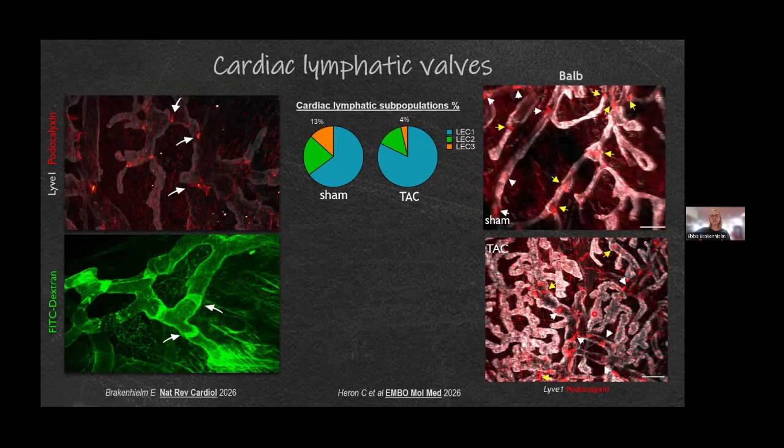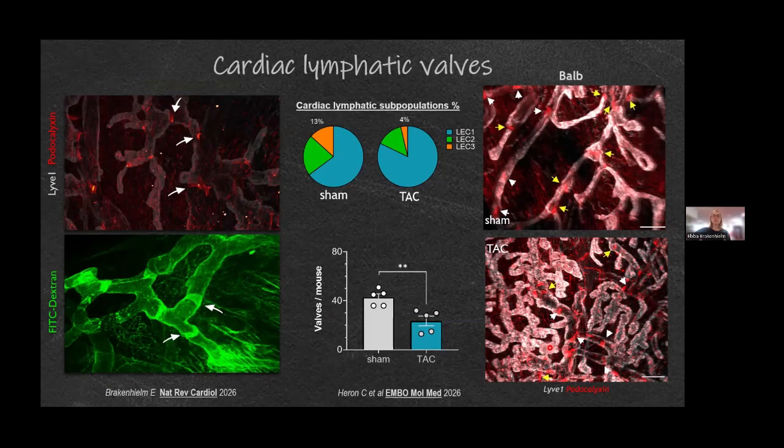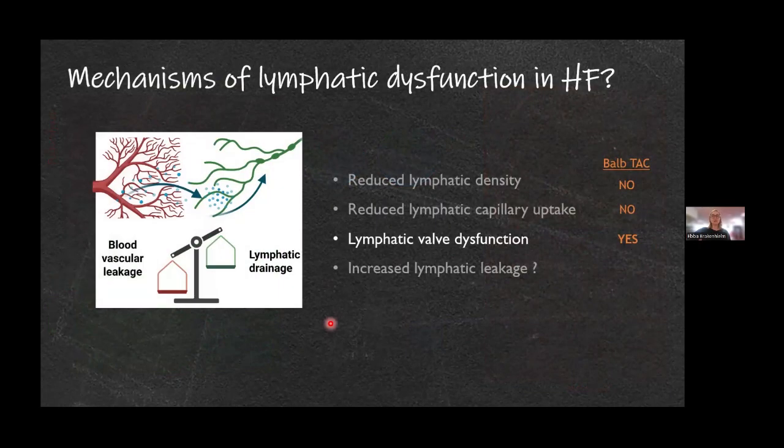So we quantified the number of valves, and as you can perhaps appreciate in these images, there were whole segments following TAC surgery that were devoid of valves. Mostly the capillary segments were devoid of valves, and when we quantified that, we saw a clear reduction. This could, of course, be either a dropout of valves or just insufficient valvulogenesis. But as a whole, it's pretty obvious that if you have a problem with the valves, you will have more backflow in the system, and that could definitely be one of the mechanisms that contribute to lymphatic dysfunction in the heart failure setting.